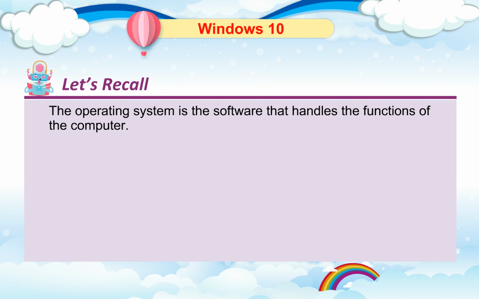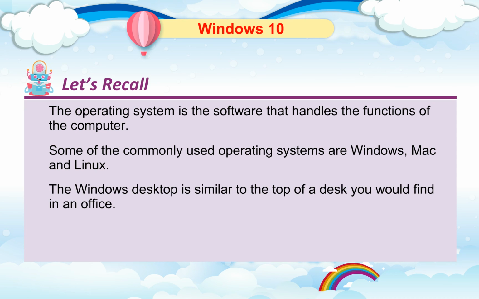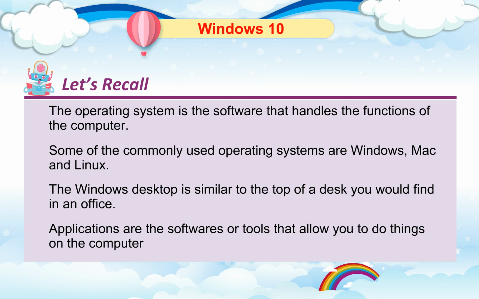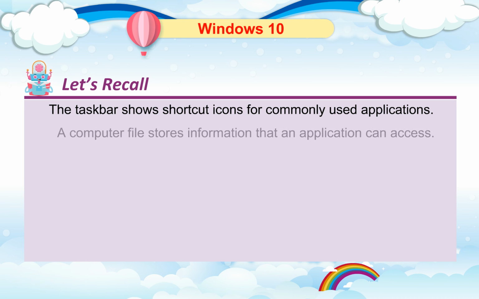Let's recall. The operating system is the software that handles the functions of the computer. Some of the commonly used operating systems are Windows, Mac, and Linux. The Windows desktop is similar to the top of a desk you would find in an office. Applications are softwares or tools that allow you to do things on the computer. The taskbar shows shortcut icons for commonly used applications.